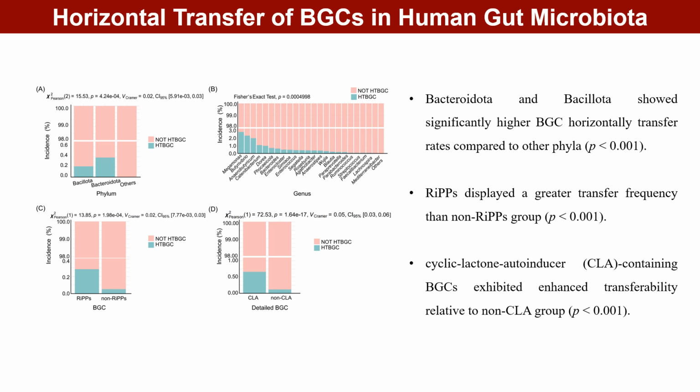To gain a comprehensive understanding of horizontal transfer phenomena of BGCs, we conducted an analysis of transfer rates. Bacteroidota and Bacillota showed significantly higher BGC horizontal transfer rates compared to other phyla. RiPPs displayed a greater transfer frequency than the non-RiPPs group. CLA-containing BGCs exhibited enhanced transferability relative to the non-CLA group.